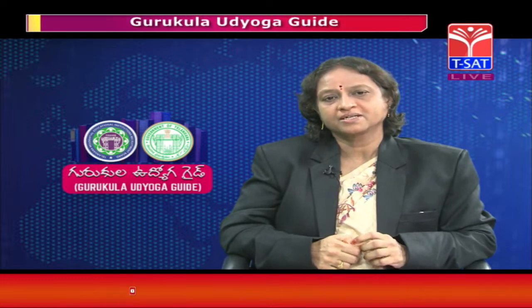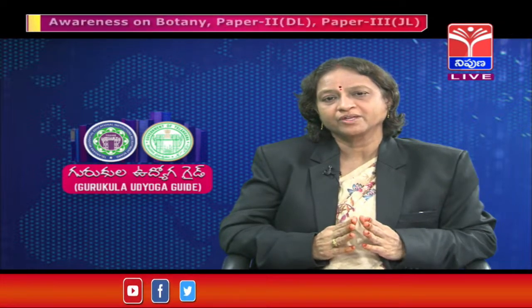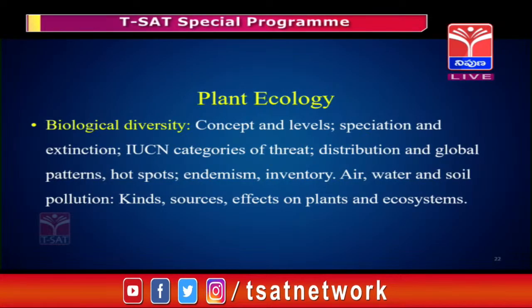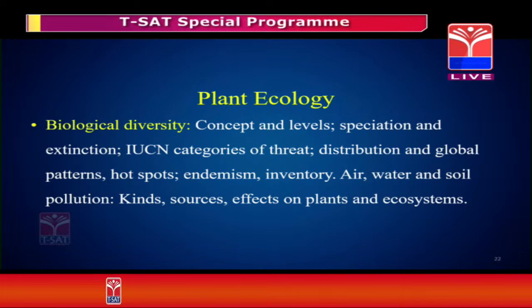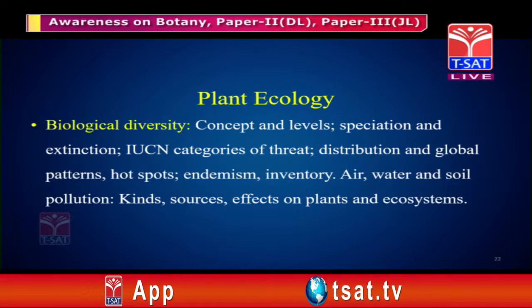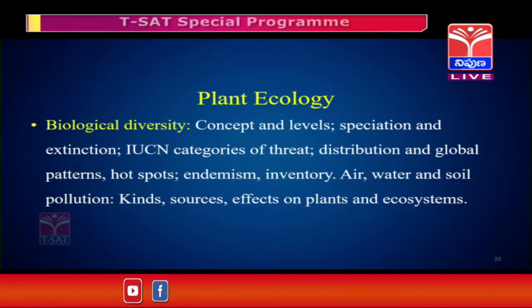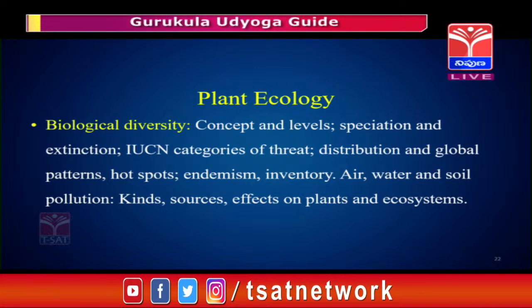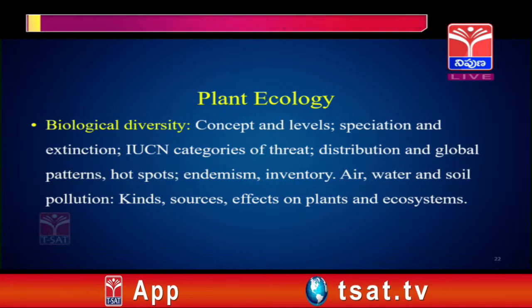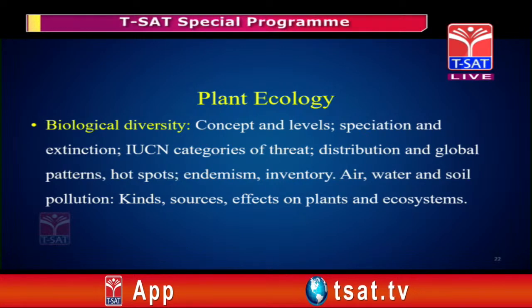Apart from this, in biological diversity, you have to understand about the IUCN categories. This has been repeated in the previous chapter in the same topic. Then distribution and global patterns, the hotspots. Please pay a lot of attention to hotspots and endemism, because these are the things which are controlling the biodiversity of a particular area. Then air, water and soil pollution, and the kinds, sources, effects on plants and ecosystem.